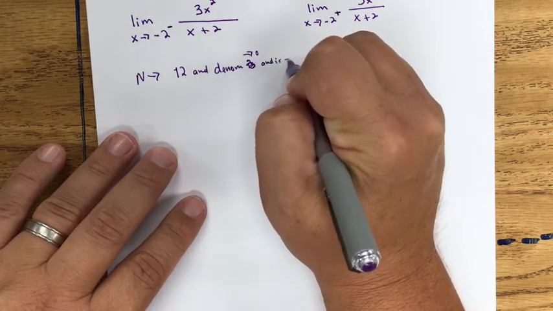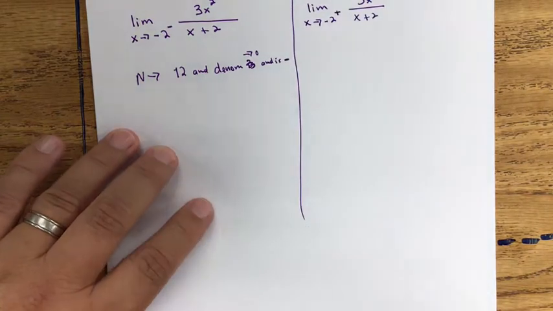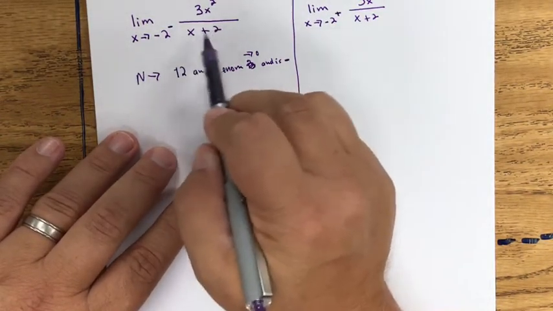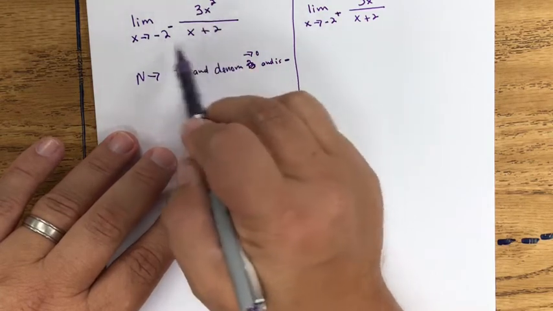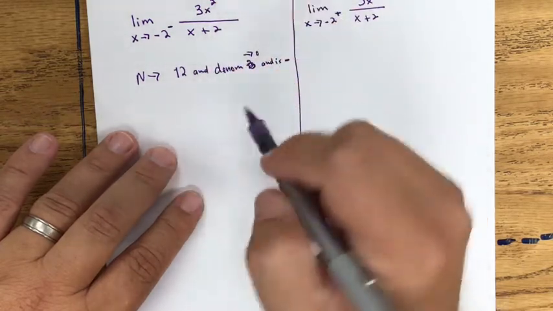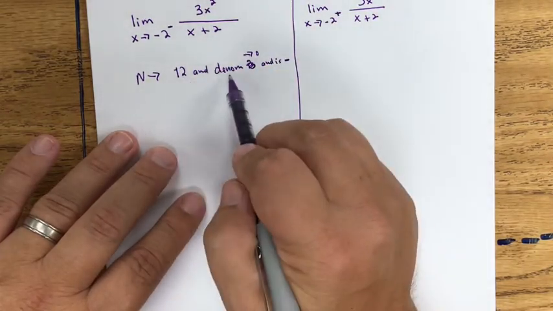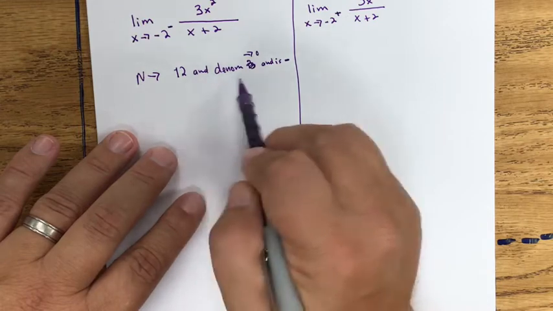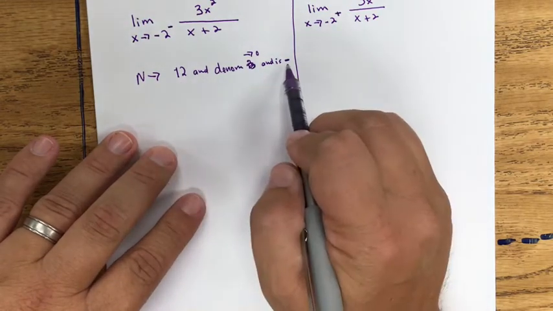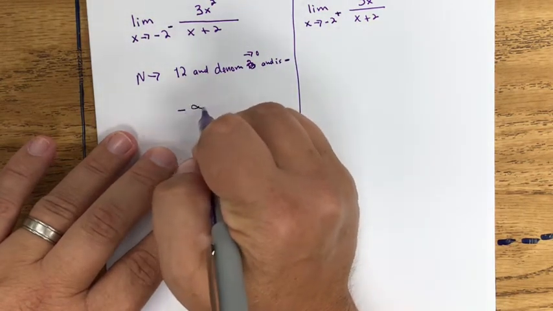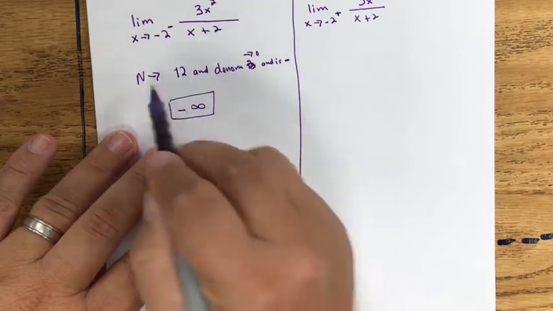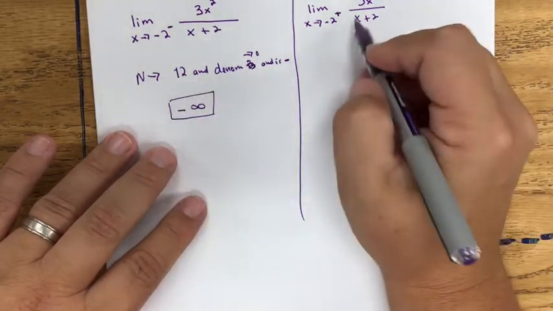I should have mentioned that, hey, at -2 here, the top's going to 12, the bottom's going to 0, so we have a vertical asymptote. So I want to know, is it going up or down? If the top is going to 12 and the denominator is going to 0, then our number is going to infinity or negative infinity. If the top is positive and the bottom is negative, it's going to negative infinity. So that is our answer.